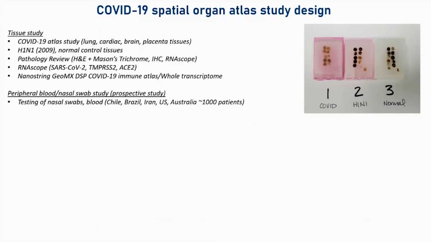At the time, these were all unvaccinated patients really early on in the pandemic. We were looking at lungs, hearts, brains, and placentas. And we had the 2009 H1N1 tissues as a comparator and normal control non-viral tissues as well. These were prepared into tissue microarrays.